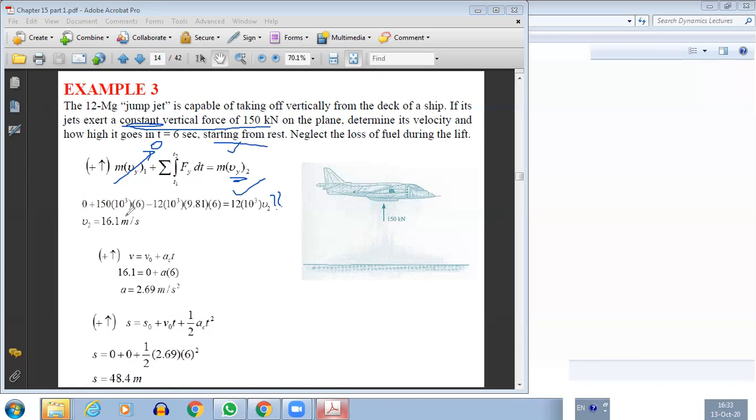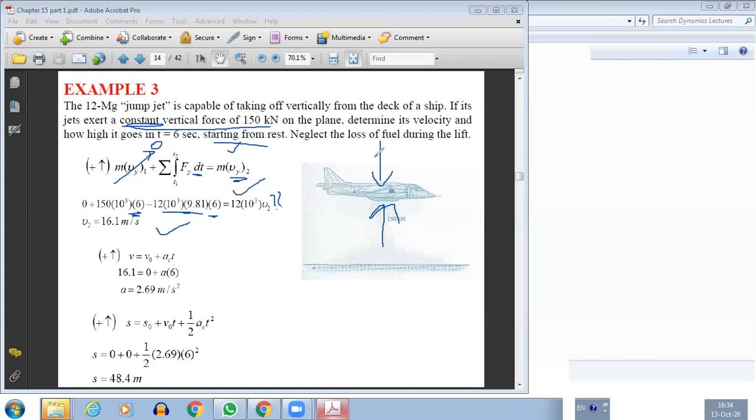Now, in the vertical direction, there are two things acting. One is the force of the jet, which will be pushing it to move up, and then the weight of the jet will be pushing it to move down. So it will be 150 kilonewton multiplied by dt, with time 6 seconds, minus the weight. The mass is 12 megagram, so mg into dt. With this, if you solve it, you're going to find V2.